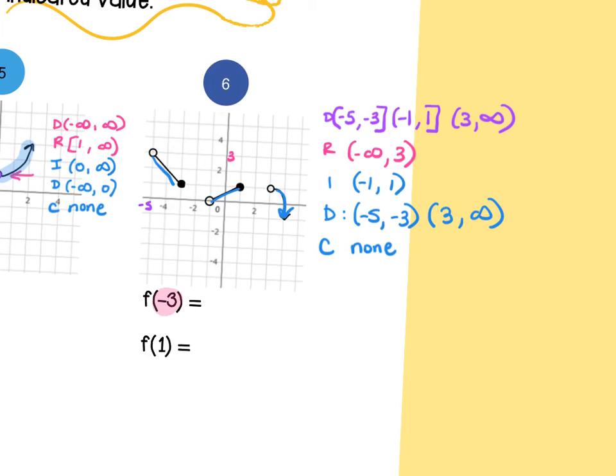F of negative 3 is here. Coordinate points there where the y is 1. And f of 1 is here. Coordinate points here where the y is also 1.